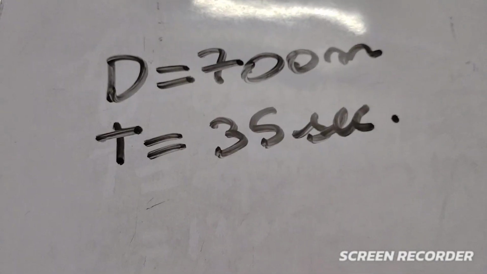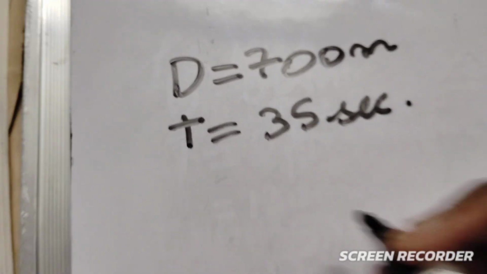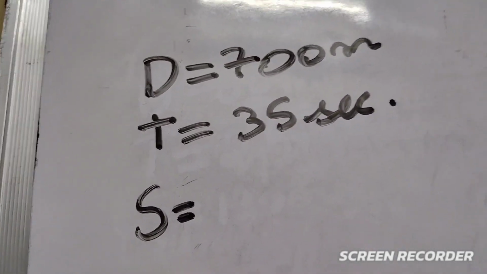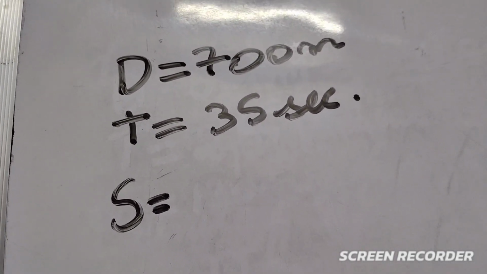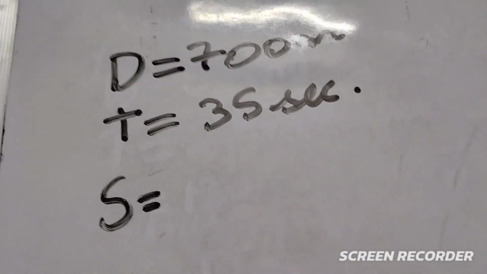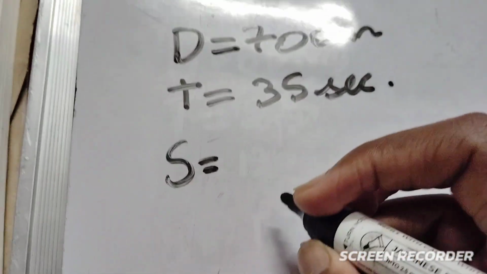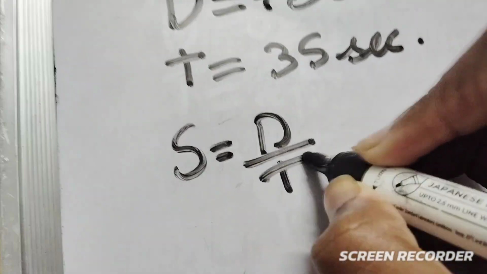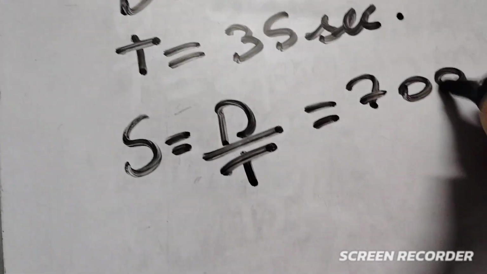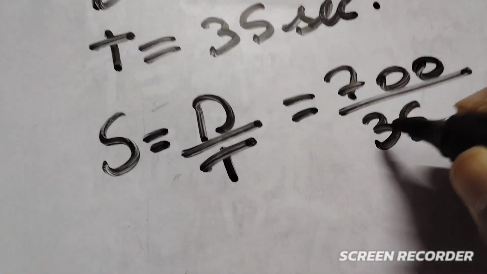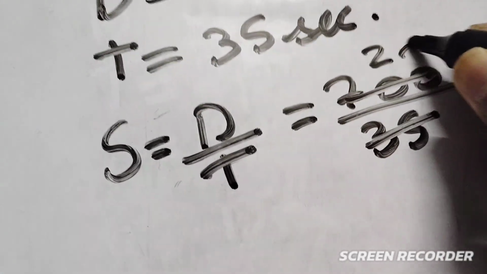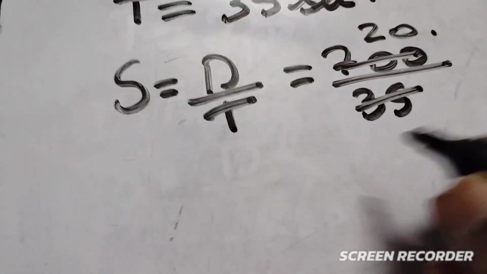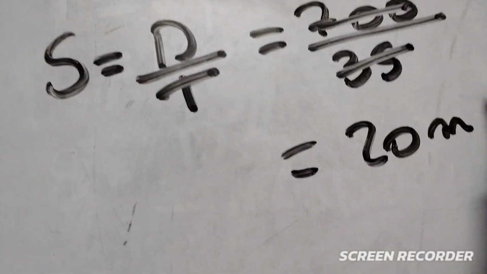So yes, we have to convert these. If we find out speed in meter per second, then we will convert this speed by multiplying it by 18 by 5 to convert this speed into kilometer per hour. So first we have to find out the speed. So the speed equals distance upon time, equals 700 upon 35, equals 20 meter per second, because 35 twos are 70.